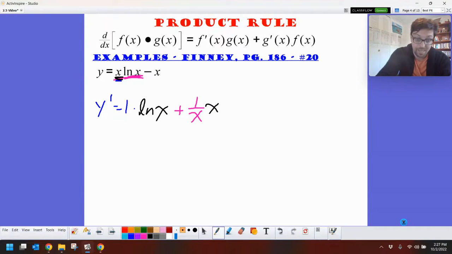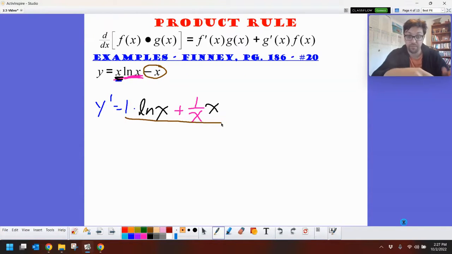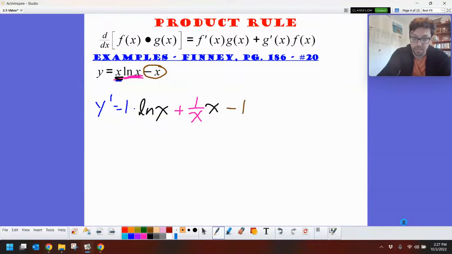So that's x. It is only now that I'm able to move on to this second piece, because all of this that I've done right here is the first part, the derivative of x ln of x. But then after that, you can just do regular old derivatives. What's the derivative of minus x? Well, that's just minus 1. We could simplify this down a little bit.